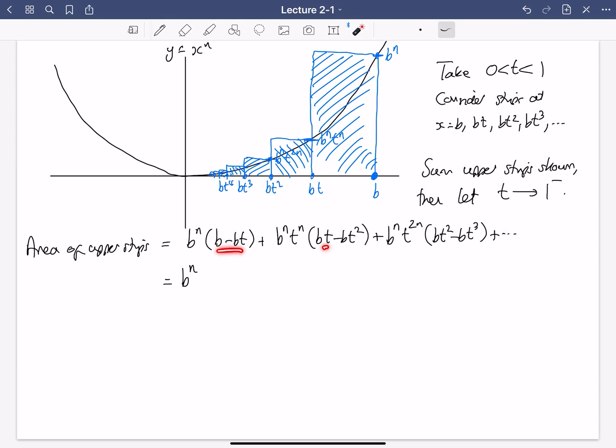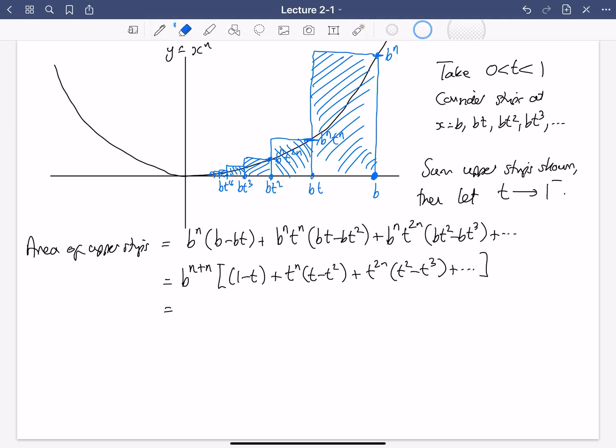Each of these brackets has got a b in it, which I'm going to pull out the front. So actually I've got a b to the n plus 1 out the front. And then that leaves me what? That leaves me 1 minus t from the first term. It leaves me, looks like t to the n, t minus t squared, and t to the 2n, t squared minus t cubed, and so on. And actually, each of these terms, there's a 1 minus t. This is t times 1 minus t. This is t squared times 1 minus t, and so on.